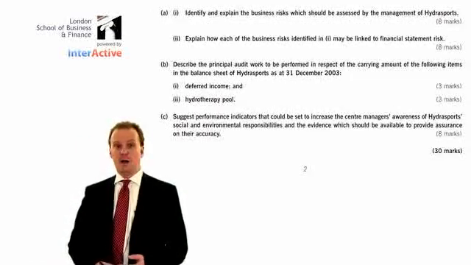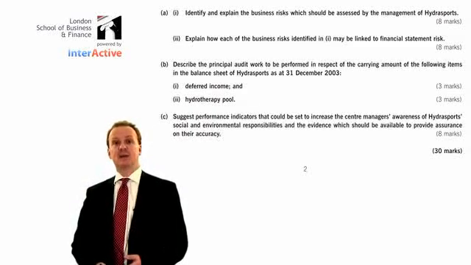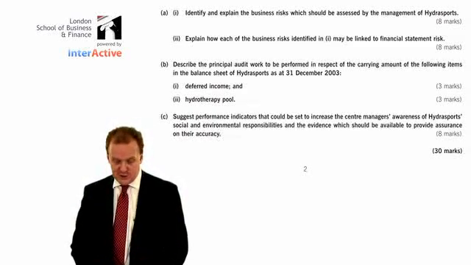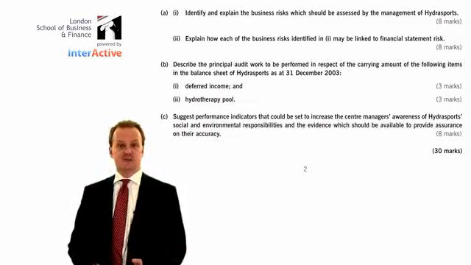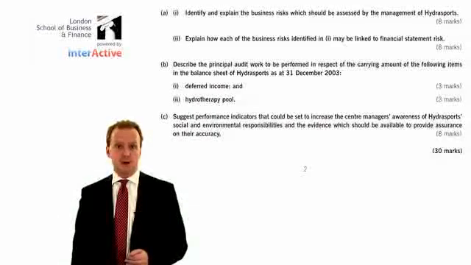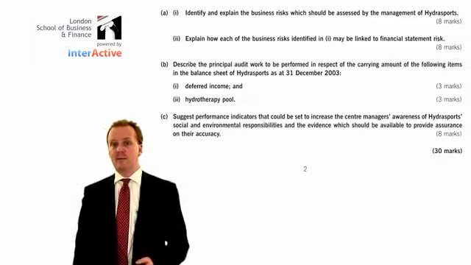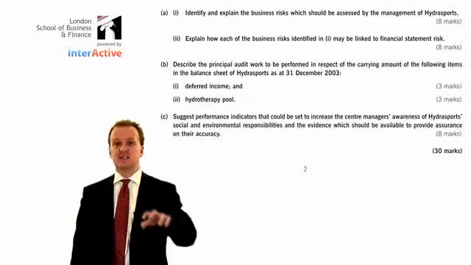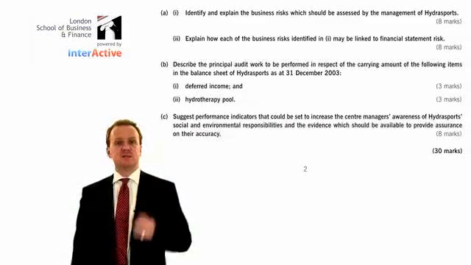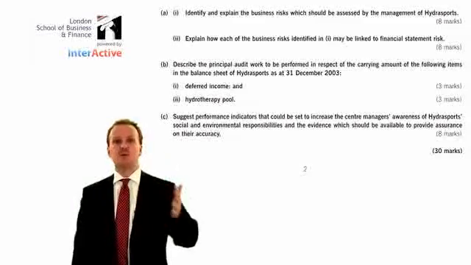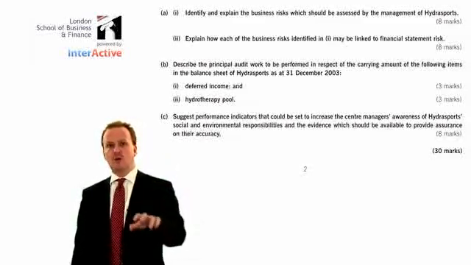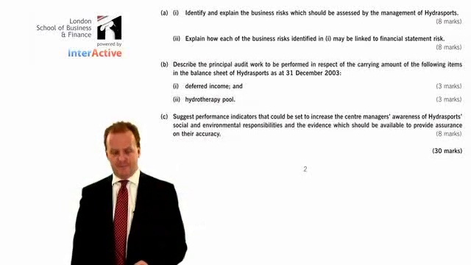And part A, part 1, says identify and explain the business risks, which should be assessed by the management of Hydrosports, and that's worth 8 marks. That probably means we're looking to find around about 8 risks to this company. So business risks are risks to the business. What could go wrong for this organisation?